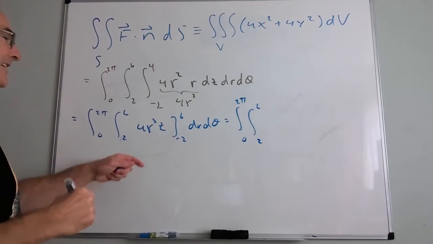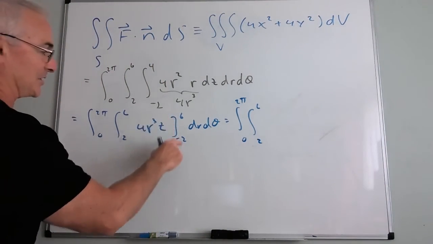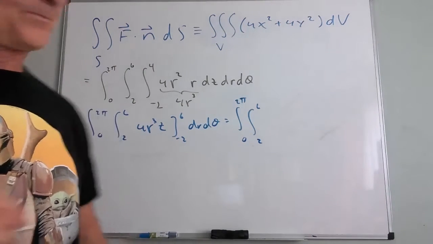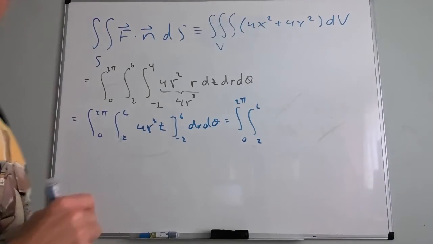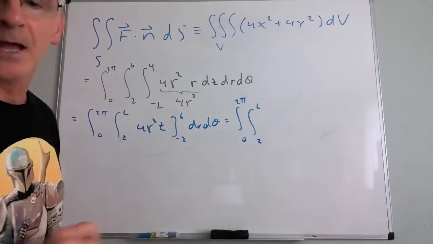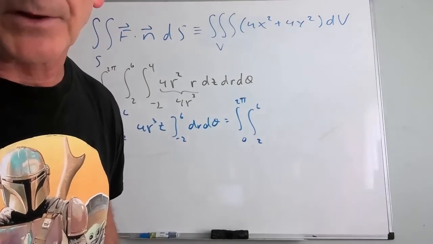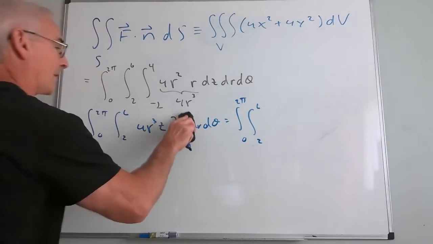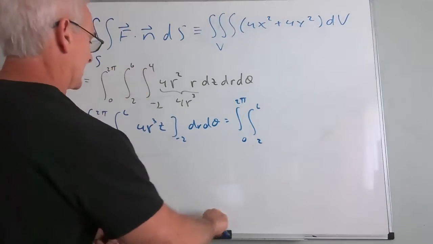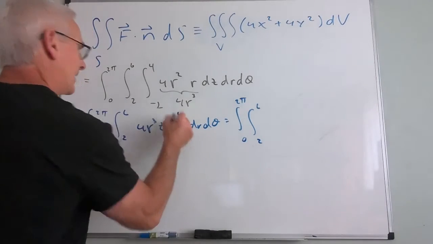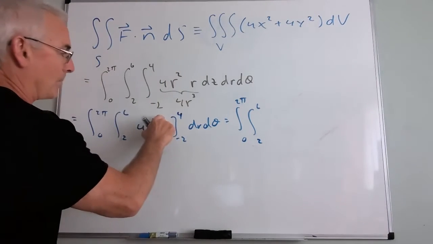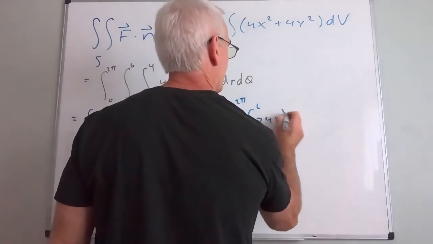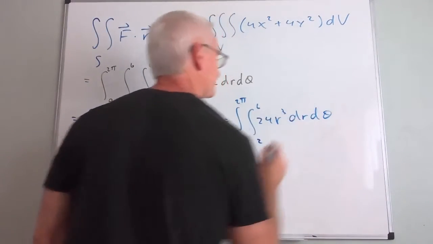So z is 6 and z is -2. Okay, as I'm doing the z, did I have that right? Oh, I'm sorry. Did I write the right z's down? z is -2 to 4. I'm sorry, I was copying down the other problem. Sorry about that. Yeah, I have it right here. So z of 4 minus z of -2, that'd be 6. So that's just going to be 24r cubed dr d theta.